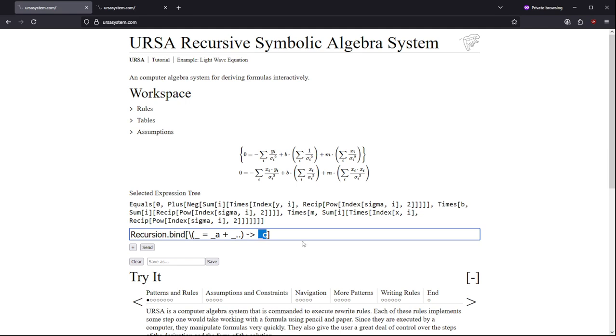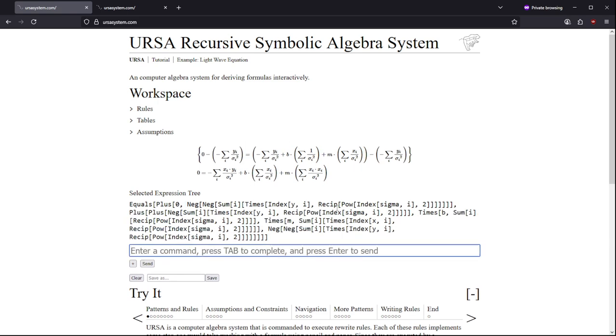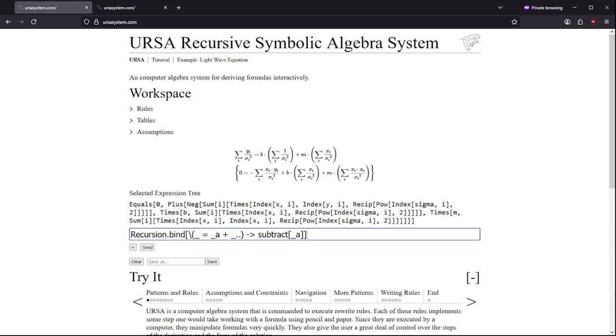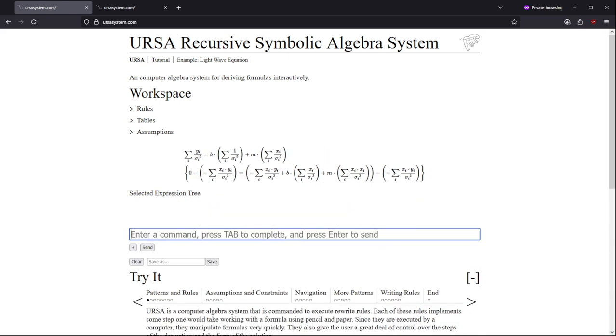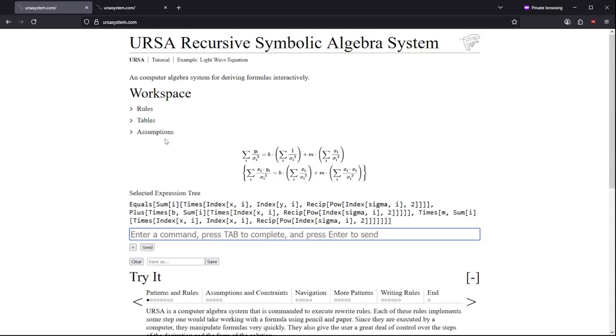So then we can say subtract a using the same equality.subtract rule, but a will get plugged in based on this match against our expression. So that subtracts that term from both sides. Then we can use simplify to cancel, and we can run the same rule down here and simplify to move that term over to the left-hand side.